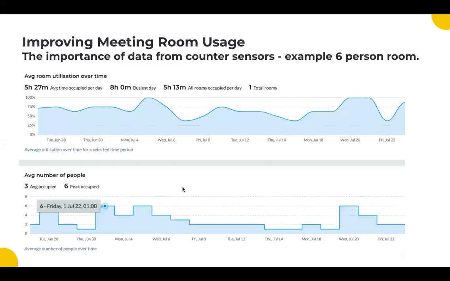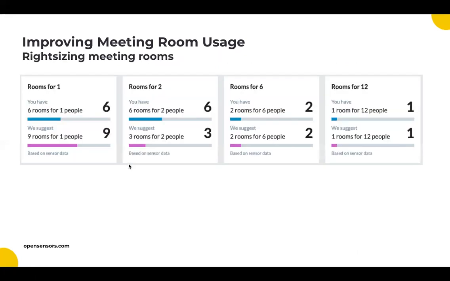So here's another example of a 6-person room. As you can see, there is never a period of time when it isn't in use, but when you look at how many people are in that room at any one time, on average it's only occupied by 3 people. So while the demand for a space is there, the current space that exists isn't appropriate, and you could, and probably should, repurpose those spaces to be more appropriate. And that's where our recommendation calculator comes in.